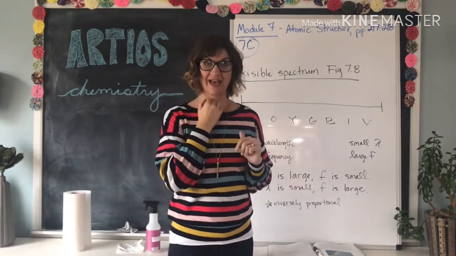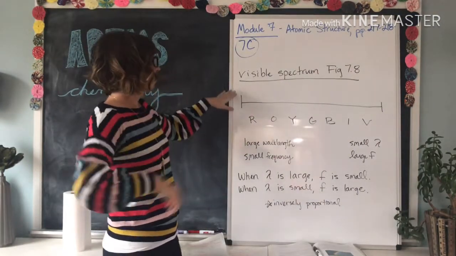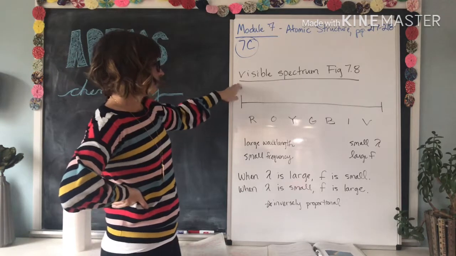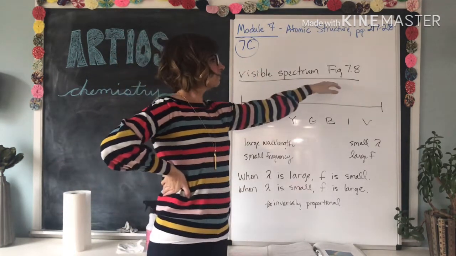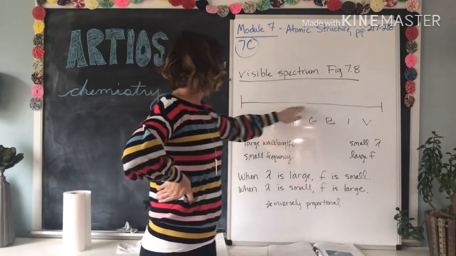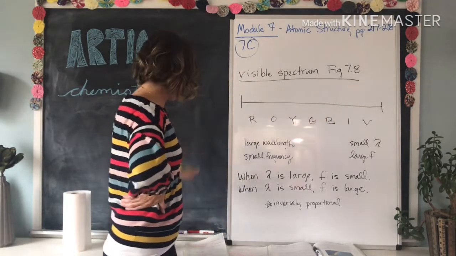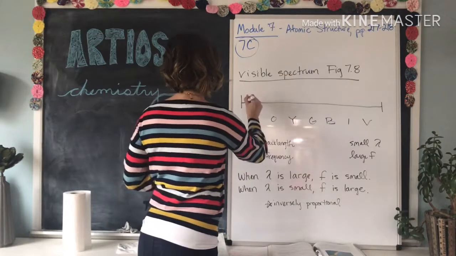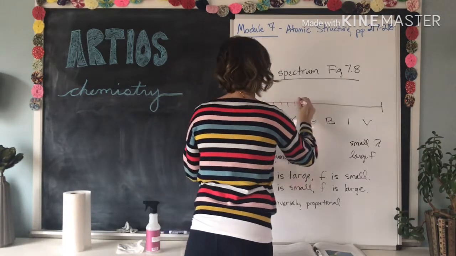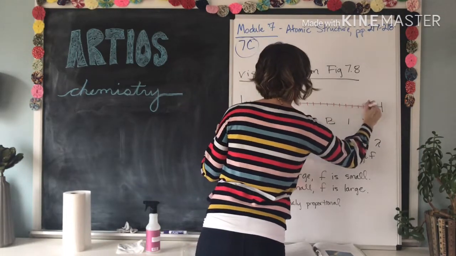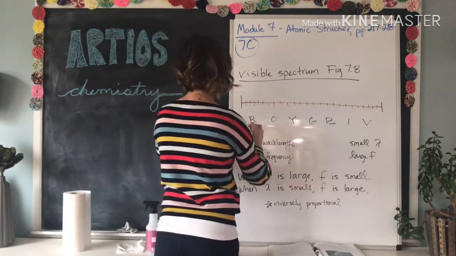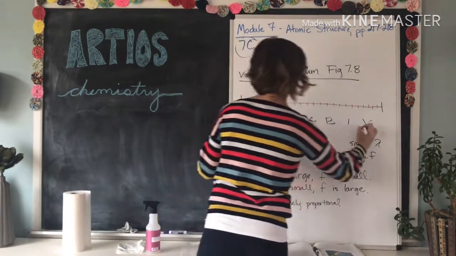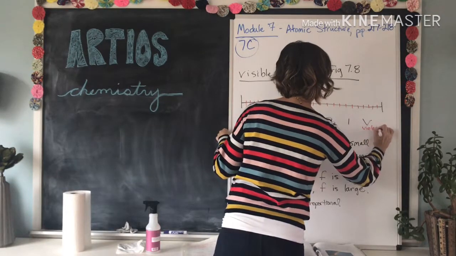Okay, one more thing I want to add in video 7C. Here I have drawn out the visible spectrum, not again, for the first time. It's also in figure 7.8. So pretend this is the visible spectrum with all the different wavelengths. I don't have the exact numbers here, but you can refer to the figure to see what I'm talking about. And then of course, these are the different colors, red all the way over to violet.